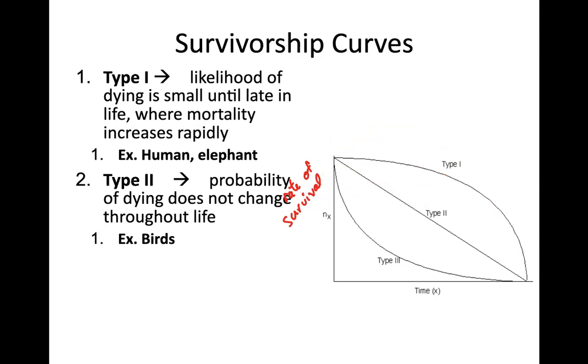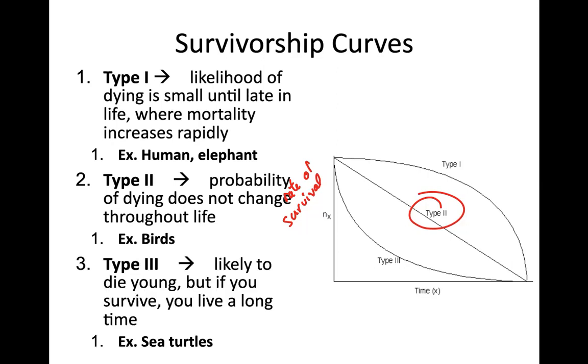Type 2 is the probability of dying does not change throughout the life. So that's why it's a curve straight down. It doesn't really matter whether you're old or young or whatever, your chance of dying at any age is equal. A great example of an organism that experiences type 2 survivorship is birds. They're just as likely to die when they're young as when they're middle-aged as when they're old.